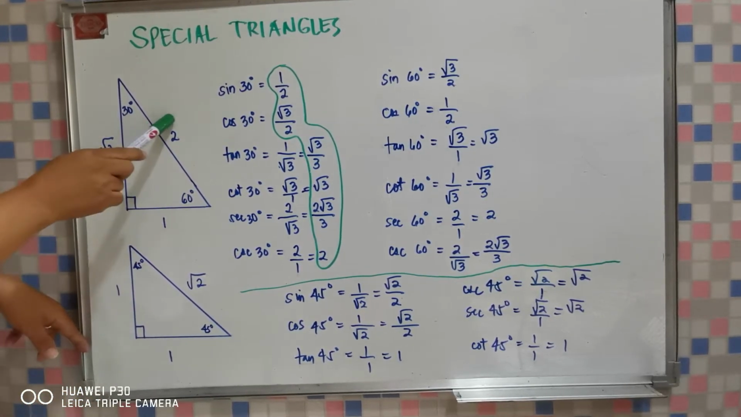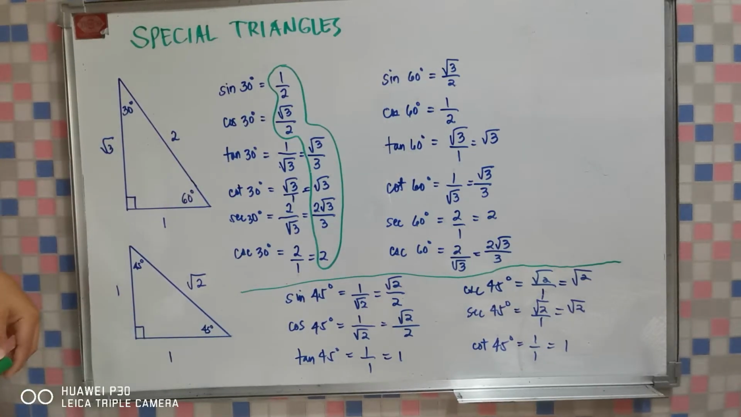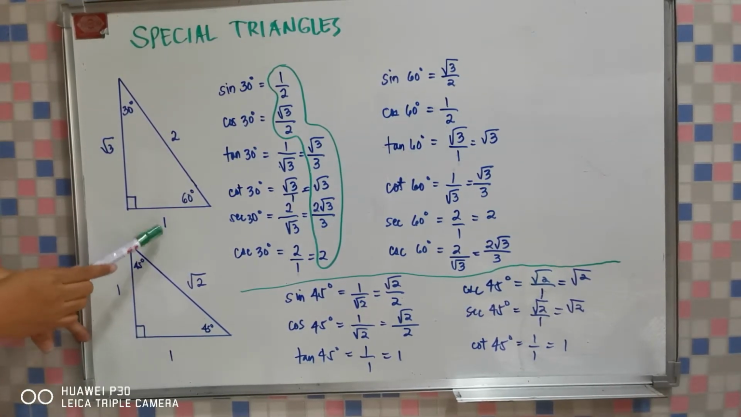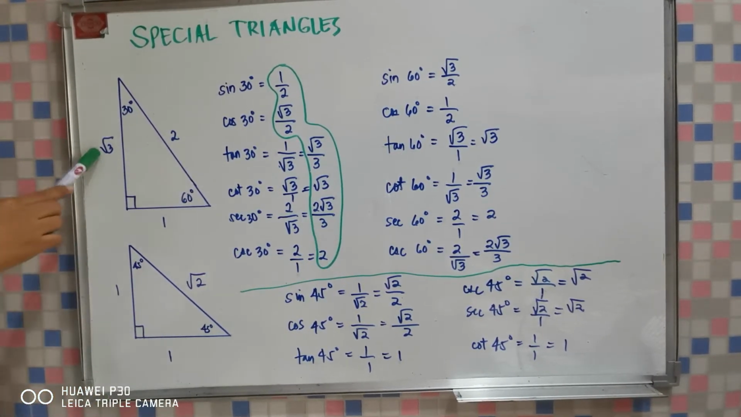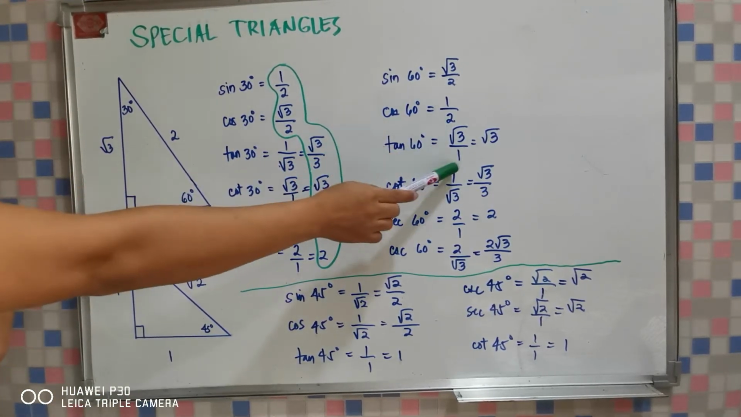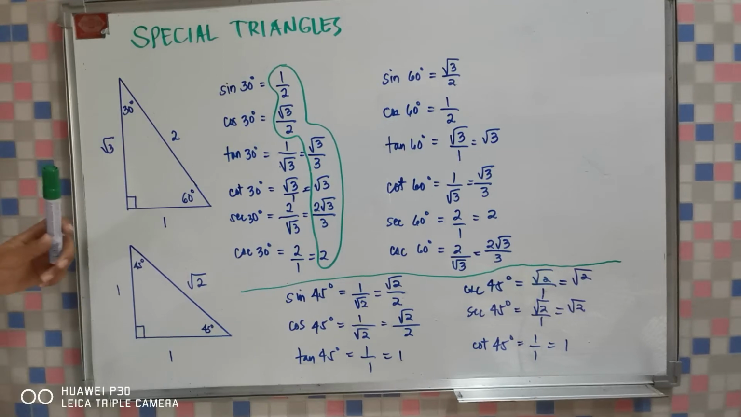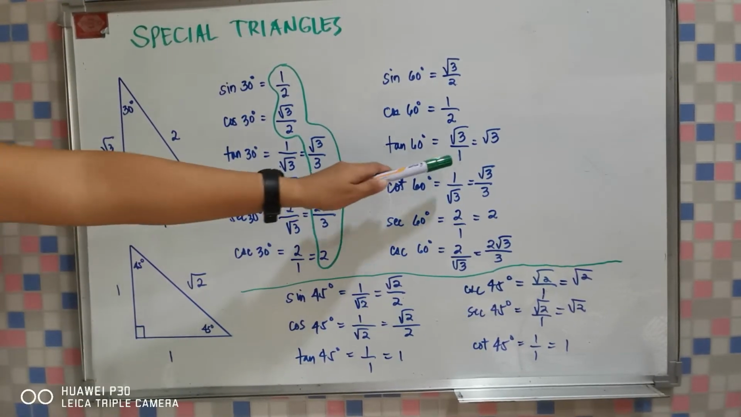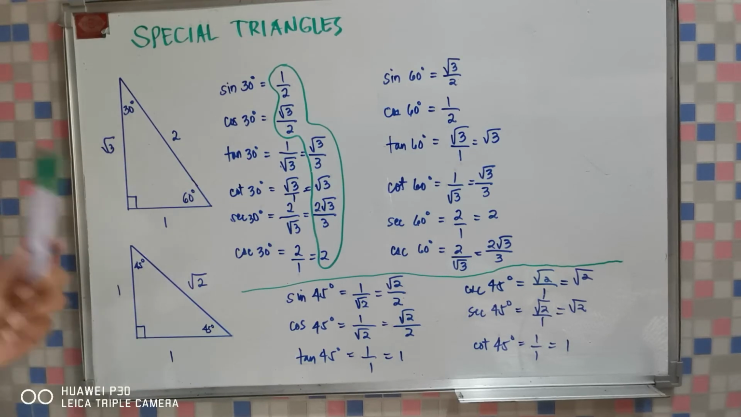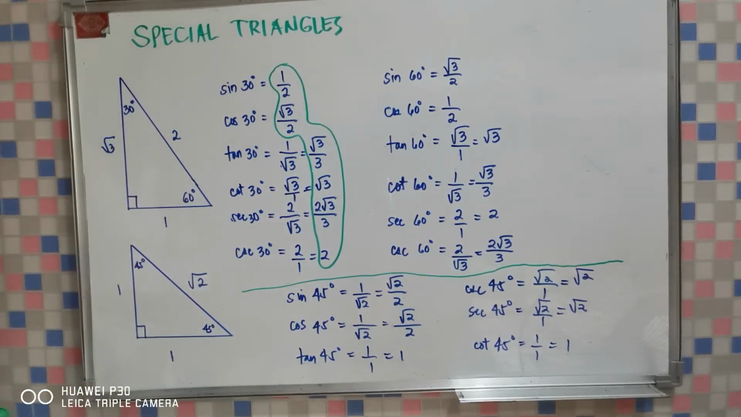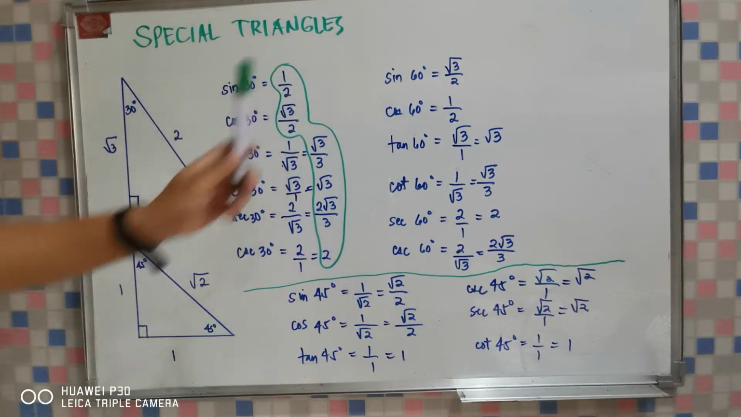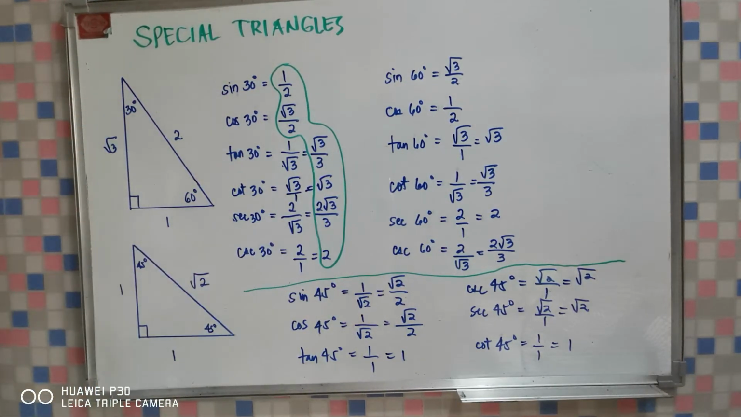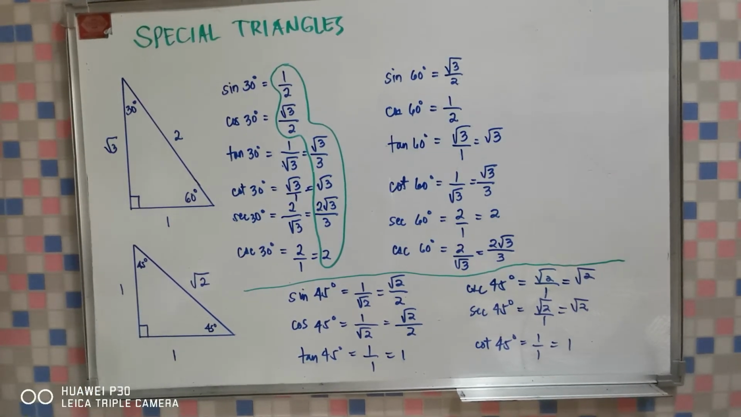Sine 60 degrees is opposite over the hypotenuse, which is square root of 3 over 2. Cos 60 degrees is the adjacent, 1 over 2, which is 1/2. Tangent 60 degrees is opposite over adjacent, which is square root of 3 over 1 or square root of 3. Cotangent 60 degrees is the reciprocal of tangent, which is 1 over square root of 3, or when we rationalize, we have square root of 3 over 3. Secant 60 degrees is the reciprocal of cosine 60 degrees, which is 2 over 1 or 2. And cosecant 60 degrees is the reciprocal of sine 60 degrees, which is 2 over square root of 3 or 2 times square root of 3 over 3.